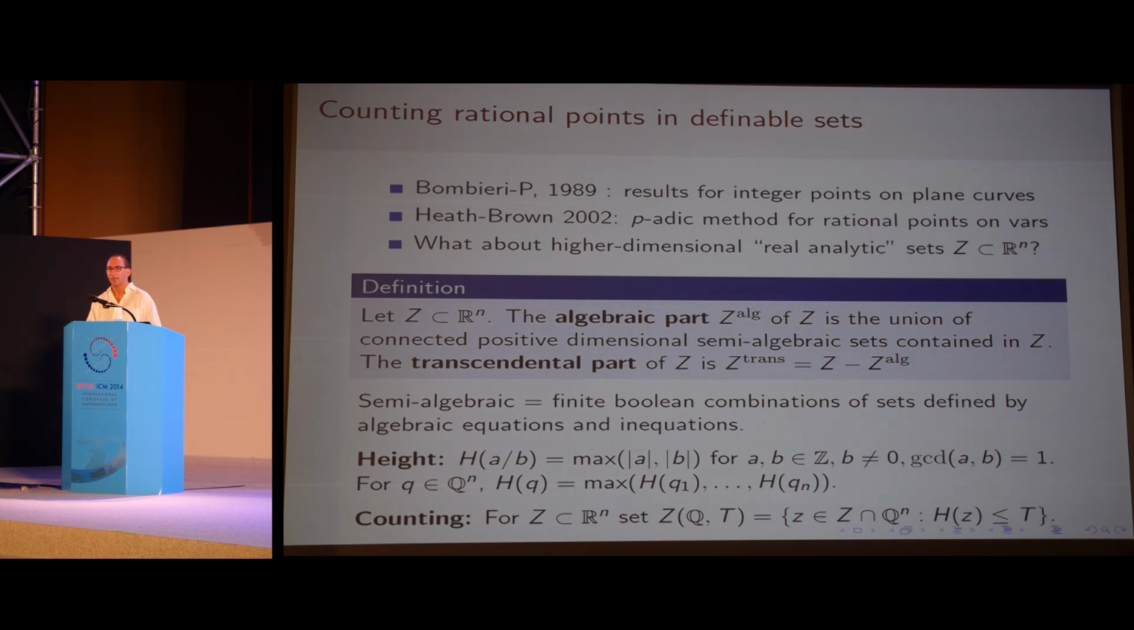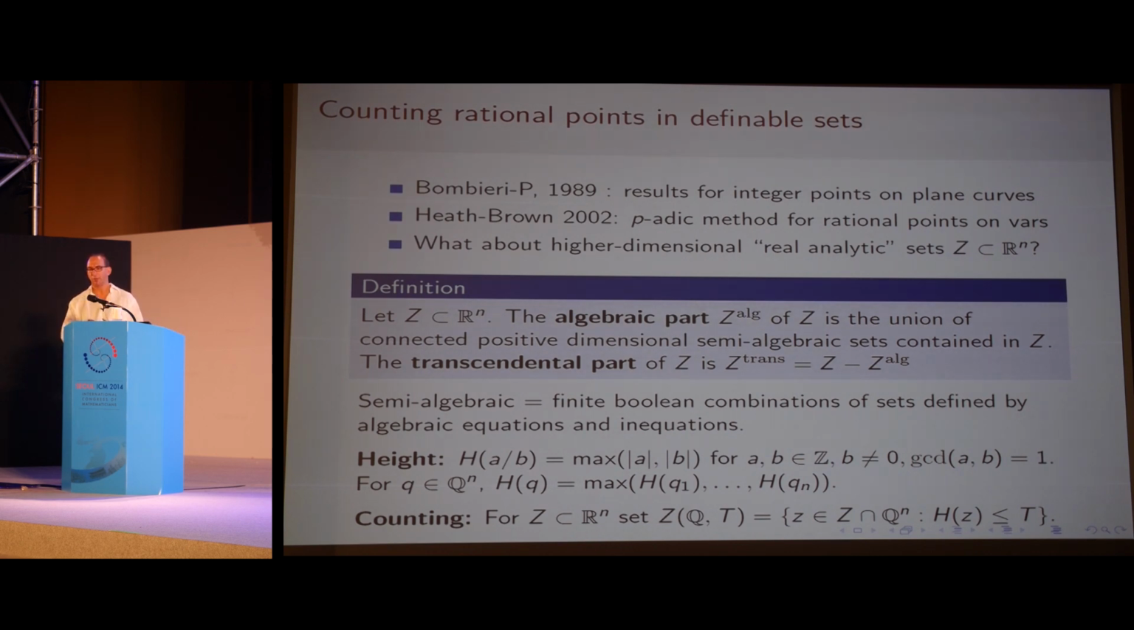Later, Heath-Brown proved results for rational points on algebraic varieties of arbitrary dimension, counting results, using a p-adic version of this determinant method. And this raised the question of using the original real variable method to study rational points on higher dimensional sets defined by analytic conditions.